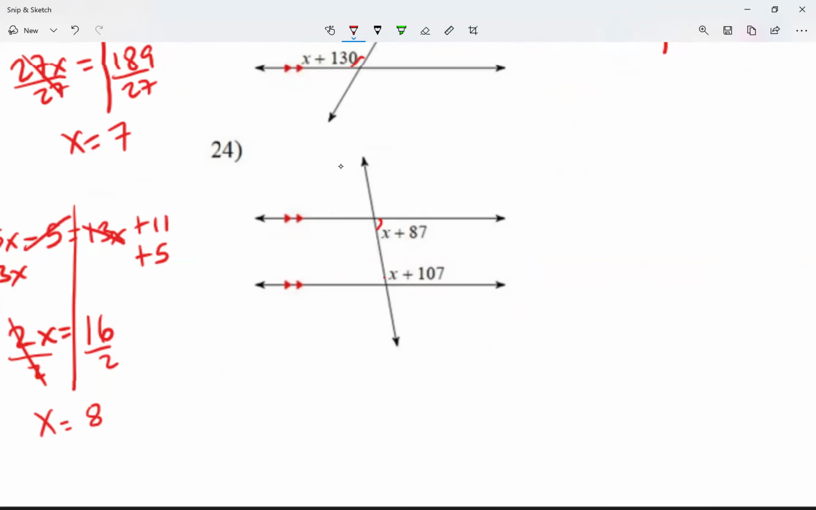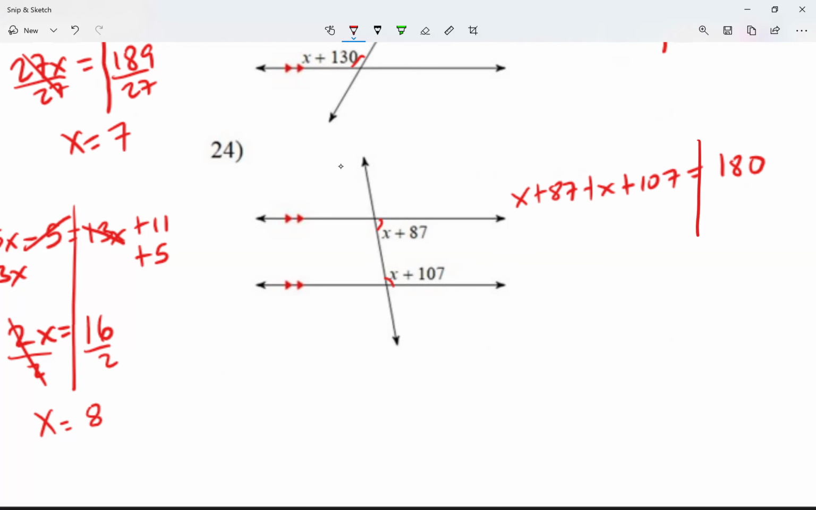Lastly, let's take a look at number 24. These two angles. Well, that is same side interior, right? And I remember for same side interior, I add everything. So let me go x plus 87 plus x plus 107 equals 180. Remember, that's what I do for same side interior. Add the two angles and equals to 180.